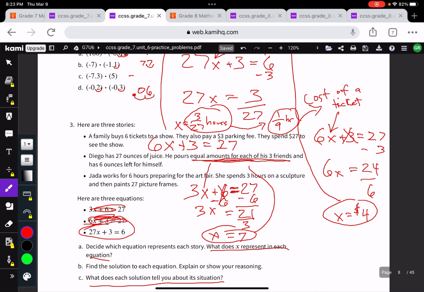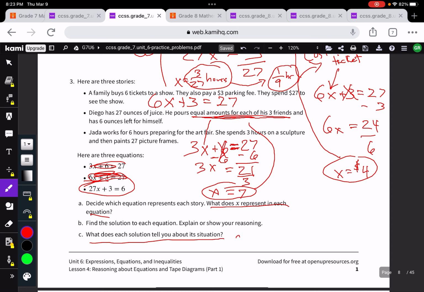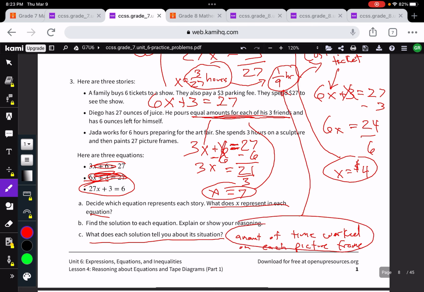If it says, what does each solution tell you about a situation? That's the amount of time worked on each picture frame. A 1/9 of an hour. So I'd have to take 60 minutes and divide it by 9 to really figure out how many minutes. And 60 divided by 9 would be somewhere between 5 and 6 minutes.